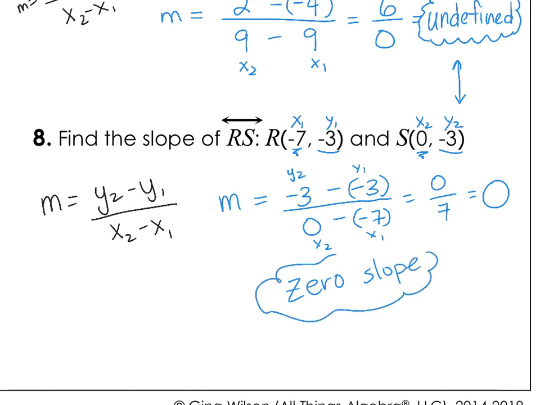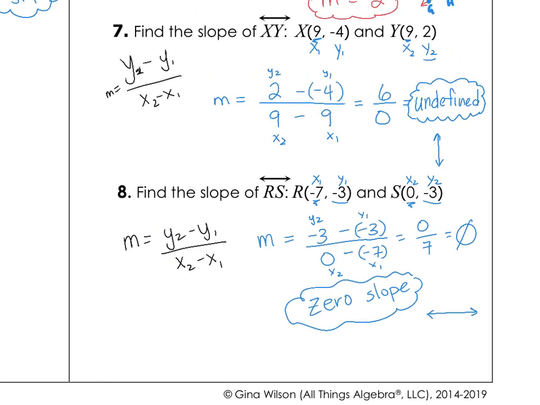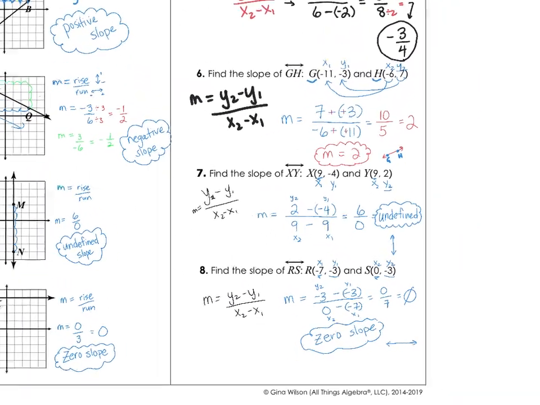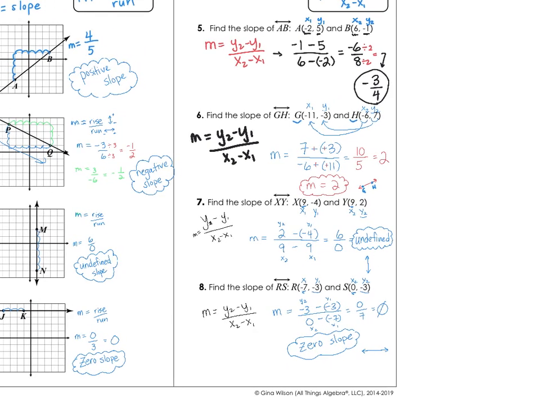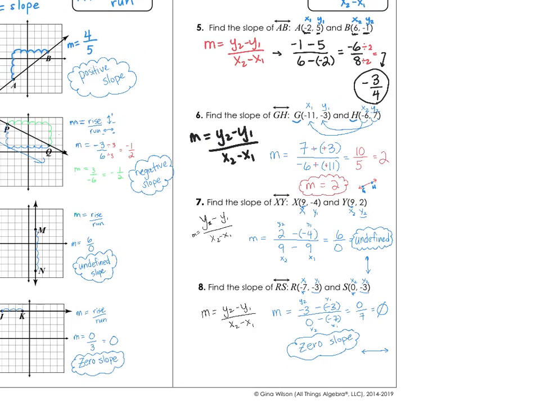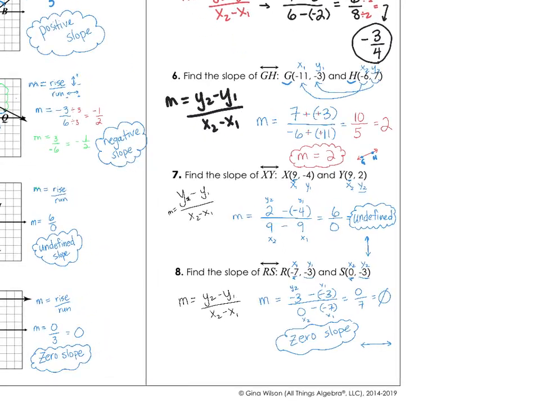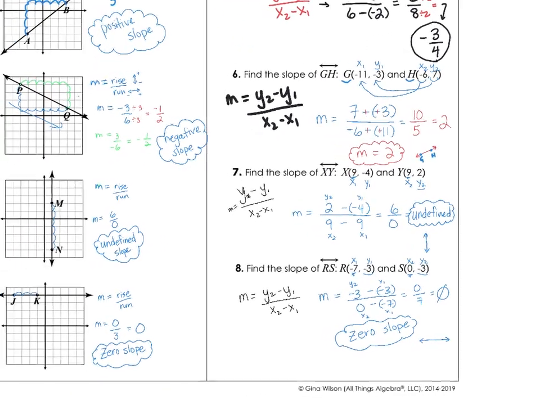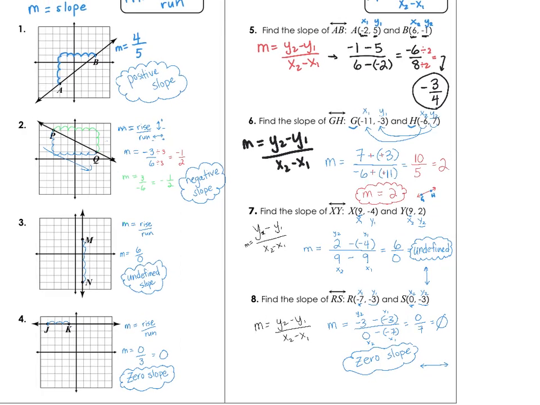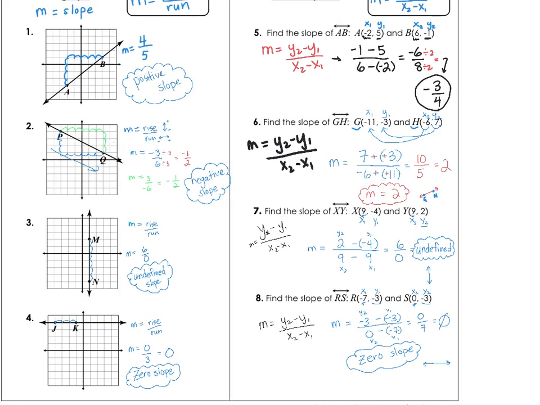0 slope means my line's going to look like this, a horizontal line. So again, we've got one of each. Number 5 was a negative slope. Number 6 was a positive slope. Number 7 was undefined. And number 8 was a 0 slope. Please make sure you're writing it all in. We'll go on to the back page now.